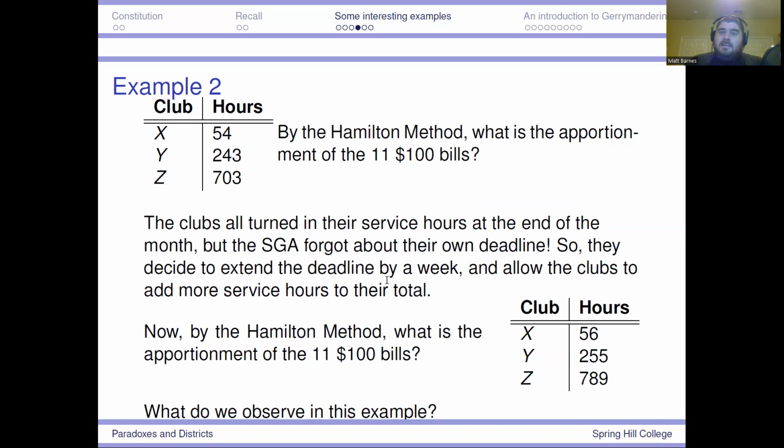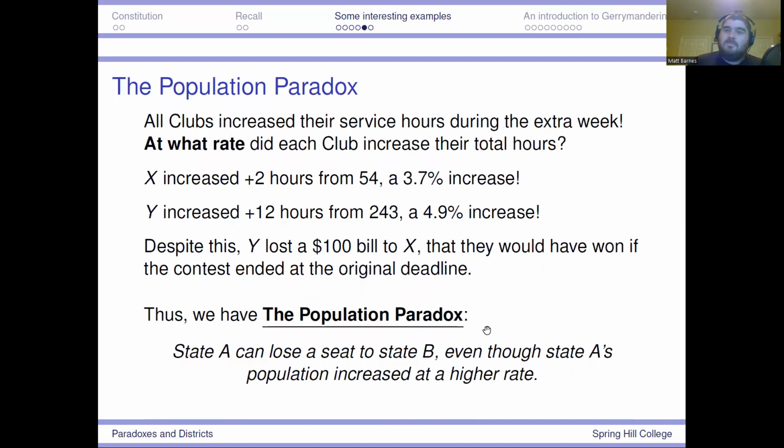Now, let's say that we run into a scenario where SGA actually forgets about their deadline, and so they decide, well, to be fair, let's go ahead and extend it for a week for everybody. And in this extra week, right, Club X gets 2 more hours, Club Y gets 12 more hours, and Club Z actually gets 86 more hours, so quite a few. In this new scenario, how would we apportion these 11 $100 bills? So again, I'm going to let you do this on your own to see if you can figure out what's going on here, but I'll give you the punchline.